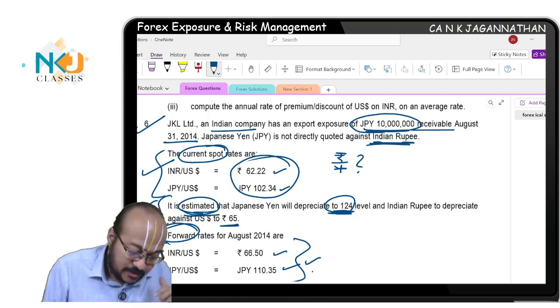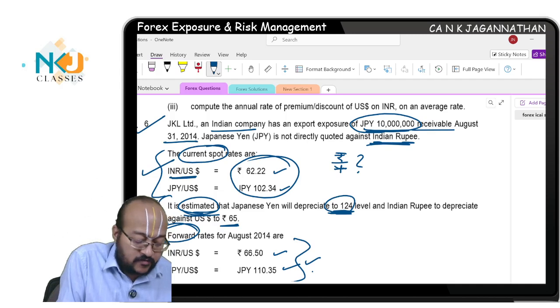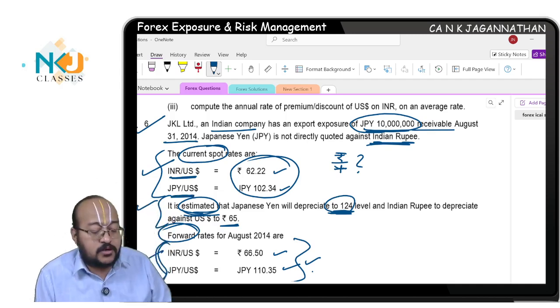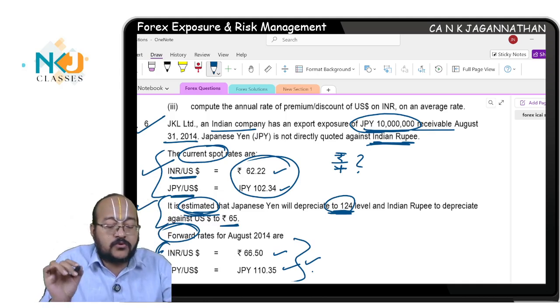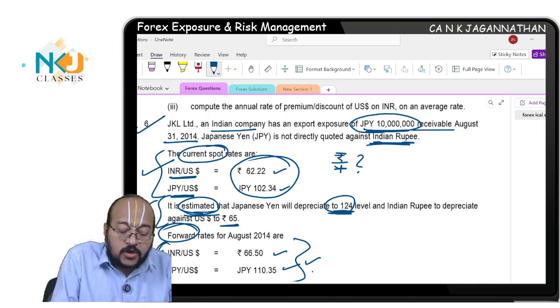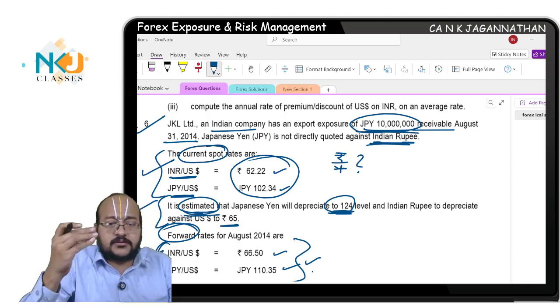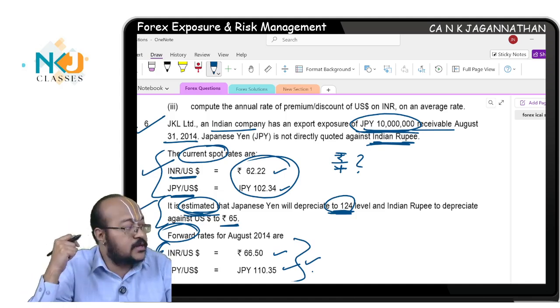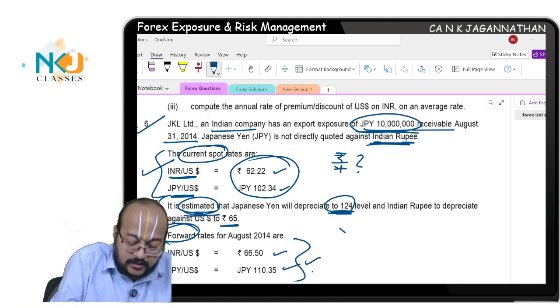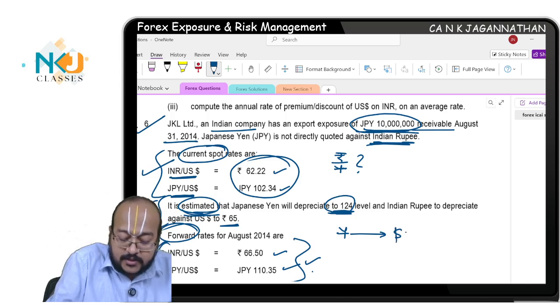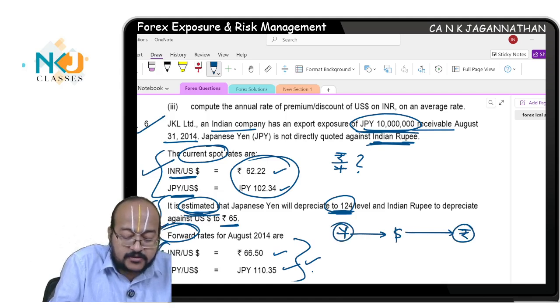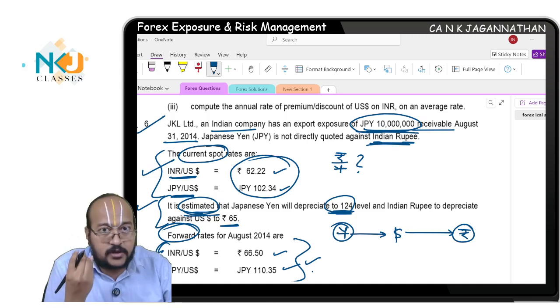Sorry. INR per dollar is given, Japanese yen per dollar is given, but rupee per dollar is not given. What you should do, in simple terms: you have a Japanese 10 million receivable, since this is an export-oriented business. Tomorrow I will sell the yen. I will sell this yen and buy dollar, then sell the dollar and convert it to rupee, as there is no direct quote available for rupee against yen. Are you all understanding what I am trying to say?